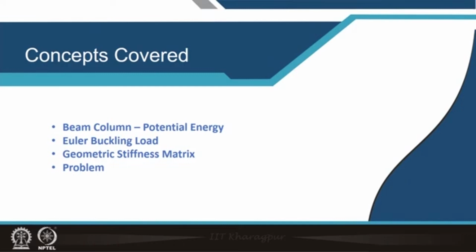Now, the Euler buckling load, or the critical axial load on a column or a beam column structure, that is, finding out the beam column axial load or the column axial load or the Euler buckling load. The main objective is to find that. Also, in doing so, we need to derive the geometric stiffness matrix, and then I will discuss a small problem today.